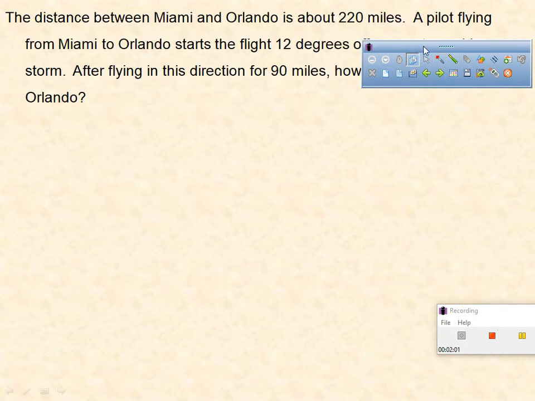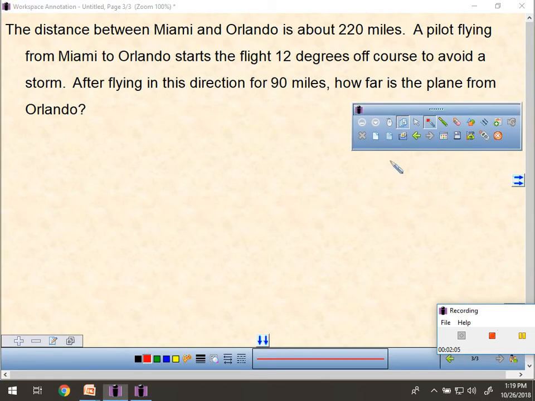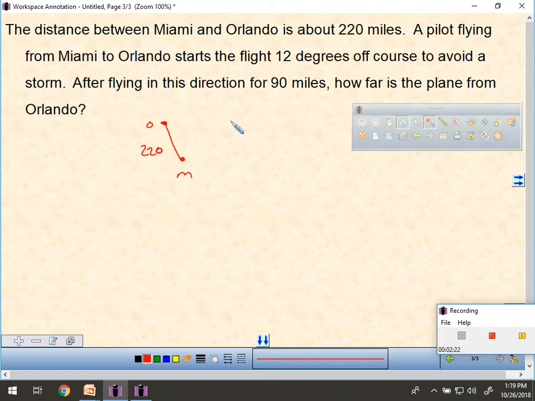It is a lengthy one, so you don't need to write it down, but it says the distance between Miami and Orlando is about 220 miles. So I'm just going to draw you a picture so you can see this. If you can imagine, Orlando is right here, and Miami is right here. It says the distance between Miami and Orlando is 220 miles. So that distance right there is 220. It says a pilot flying from Miami to Orlando has to start the flight 12 degrees off course. So he can't go straight because they're wanting to avoid a storm. So they start flying this way instead. And let's say that this is 12 degrees right there.